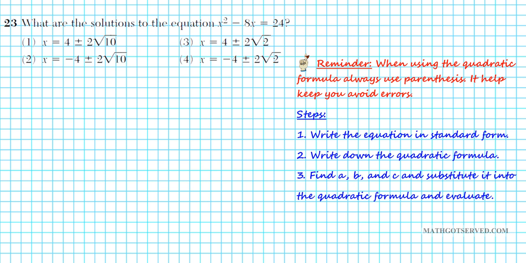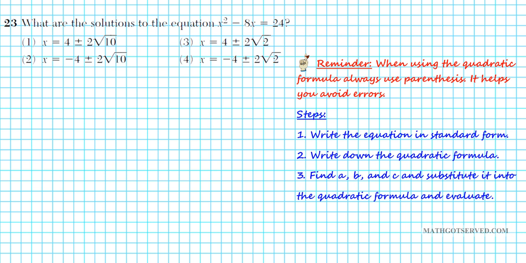All right, let's take a look at problem 23. It reads, what are the solutions to the equation x squared minus 8x equals 24? Now, one quick reminder is that when you're using the quadratic formula, always use parentheses, okay? When you use parentheses, it helps keep you avoid errors, okay? So just keep that in mind.